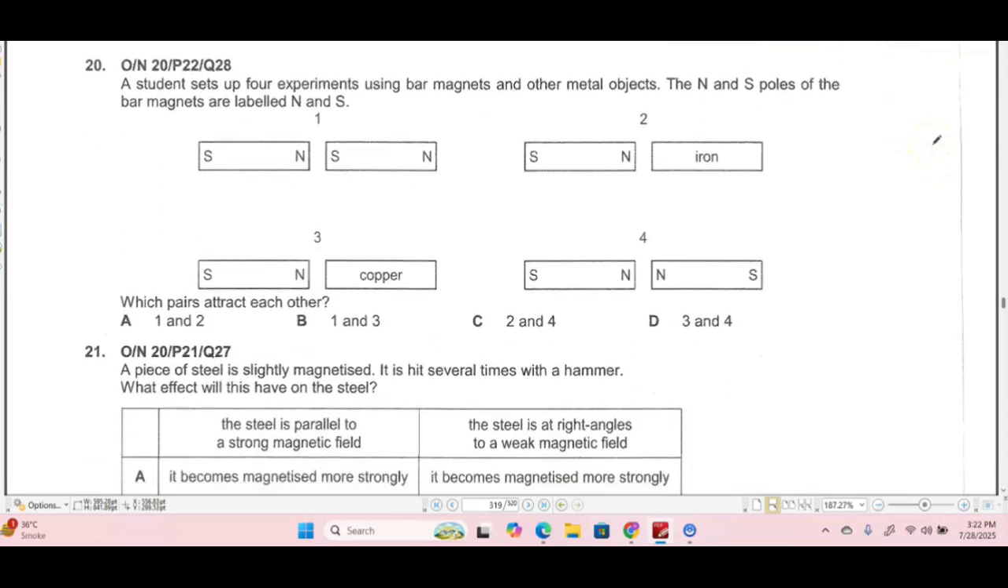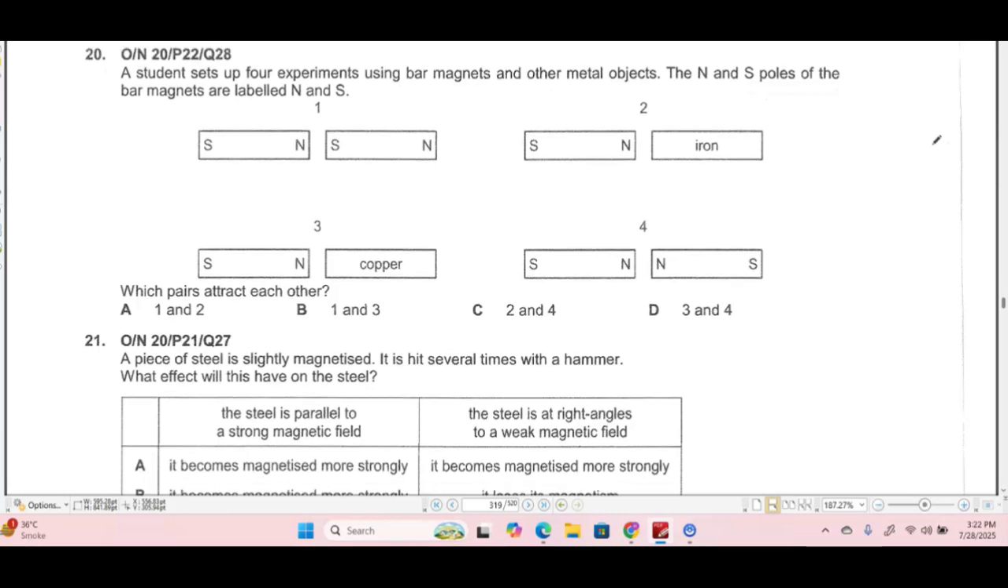Question number 20. A student sets up 4 experiments using bar magnets and other metal objects. The north and south poles of the bar magnets are labeled N and S. Which pairs attract each other? Okay, now we know that like poles repel, and unlike poles attract.